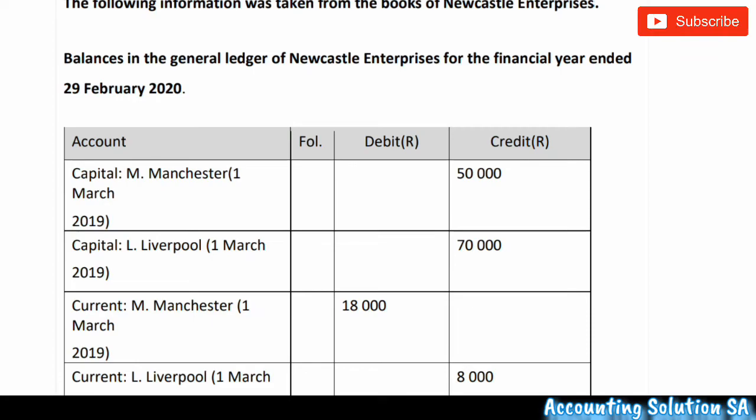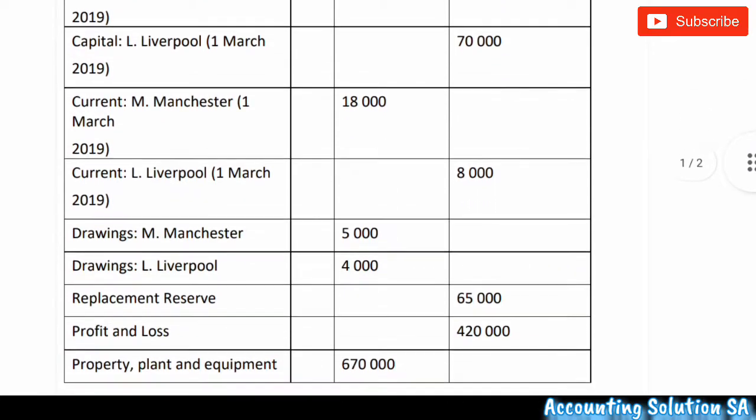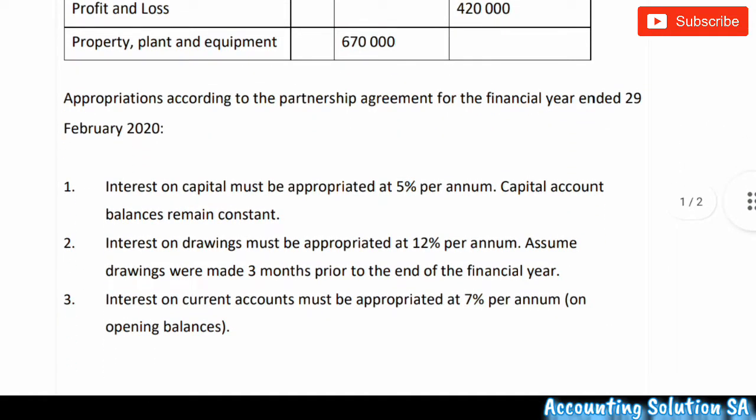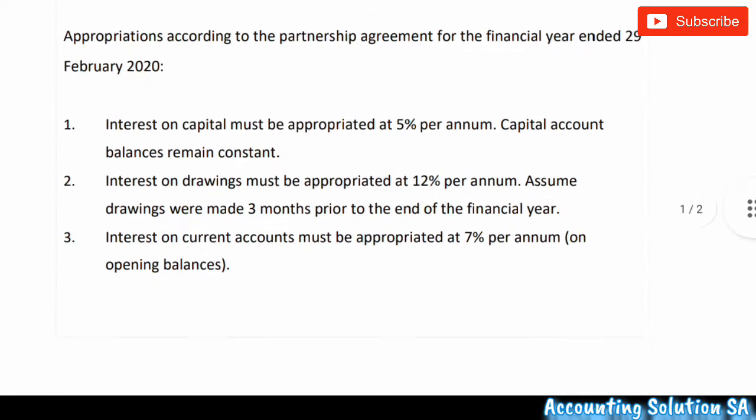Hi guys, in this video I want us to go through this question so that you will be able to answer the question under a partnership. If you still remember, a partnership is a business that is owned by two or more people. So in this video I want us to go through this example which was part of the previous examination.